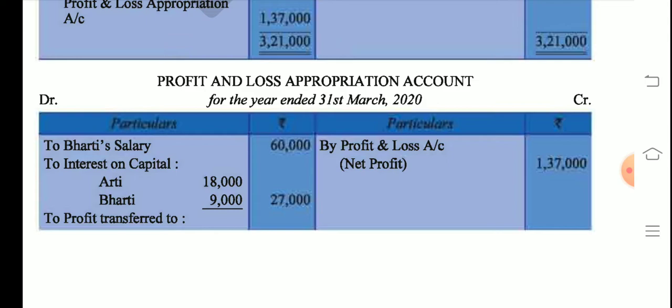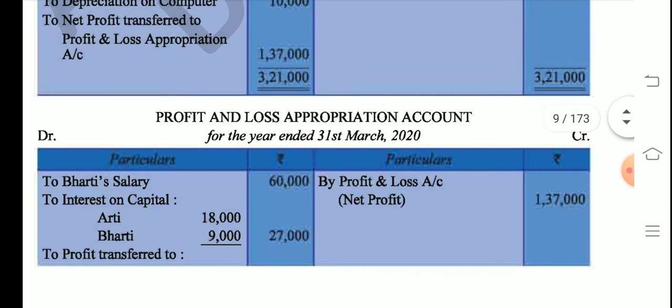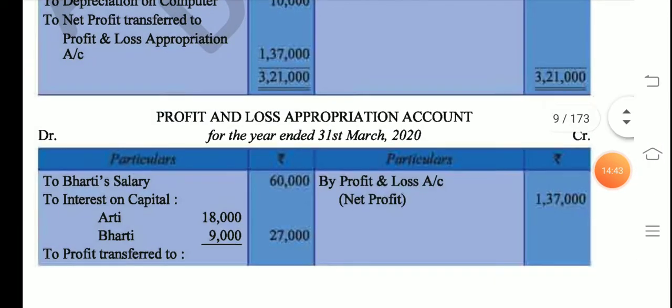important. So now you'll understand out of this illustration that whatever the profit was earned here, 1,37,000, see it's written on the credit side, right? Because it's an income for the firm. So this being a nominal account, it's written on the credit side.